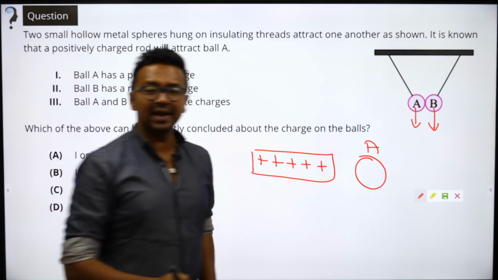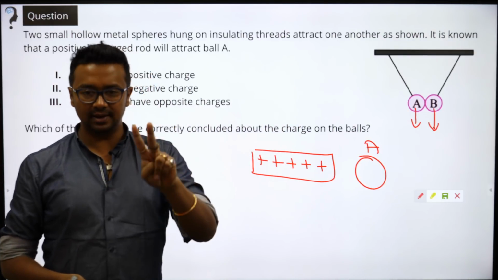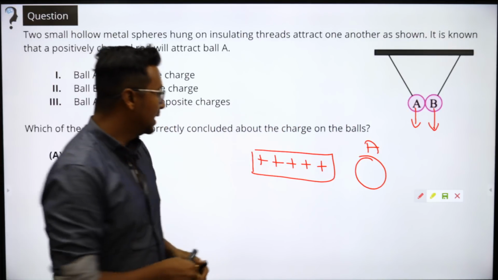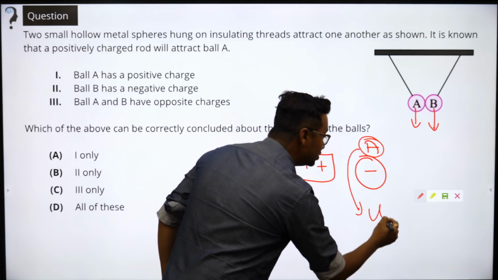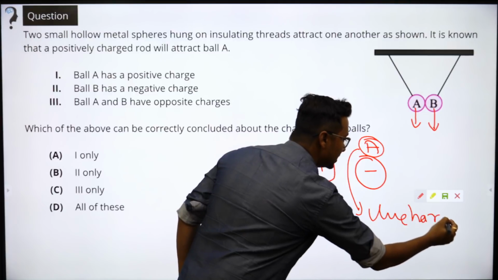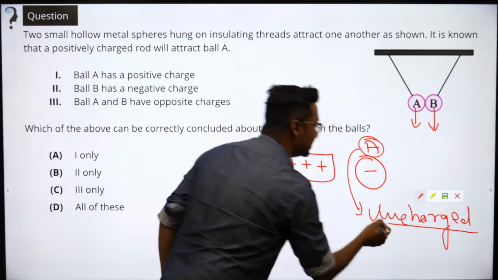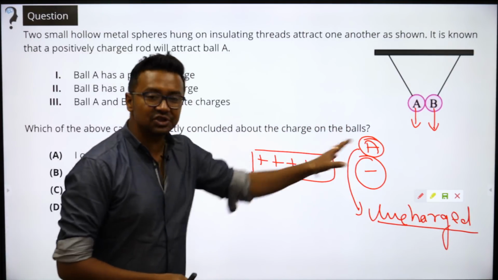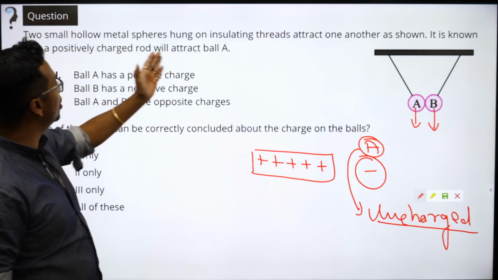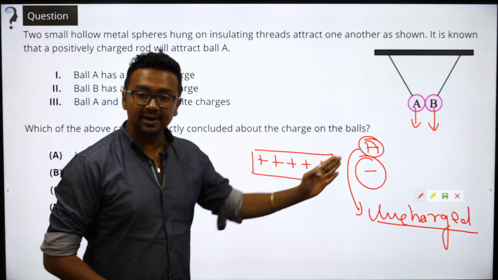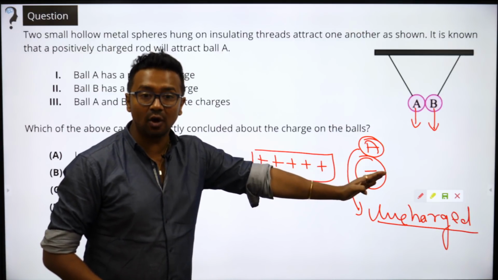So we can deduce two things from here. Number one, A can be negatively charged or A could be uncharged. All right, students, these two things are possible. Because if it is negatively charged, then definitely it will attract. It is written here that a positively charged rod will attract ball A. But there could also be an induction phenomenon.